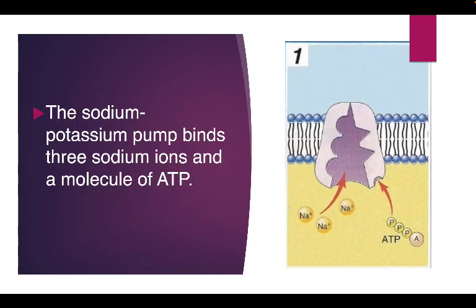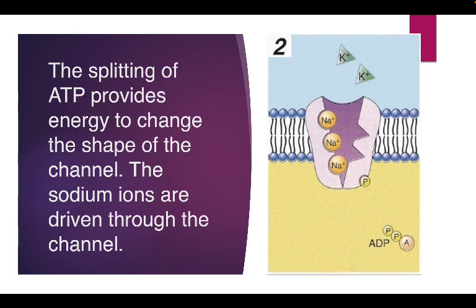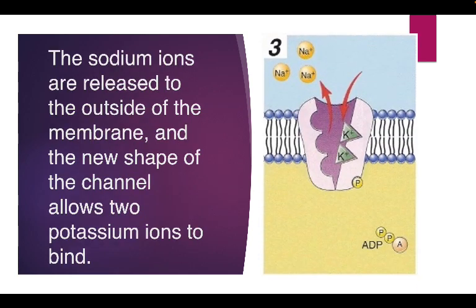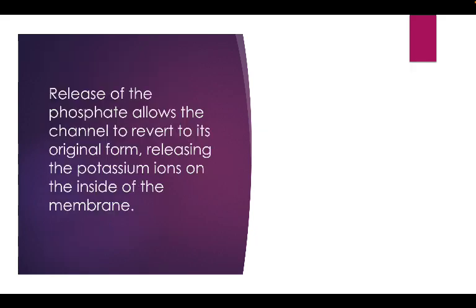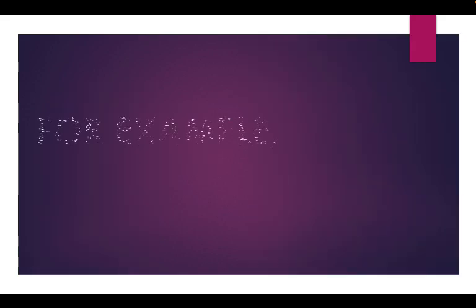The sodium-potassium pump binds 3 sodium ions and a molecule of ATP, as shown in the figure. The splitting of ATP provides energy to change the shape of the channel. The sodium ions are driven through the channel and released to the outside of the membrane, and the new shape of the channel allows 2 potassium ions to bind. Release of phosphate allows the channel to revert to its original form, releasing the potassium ions on the inside of the membrane.